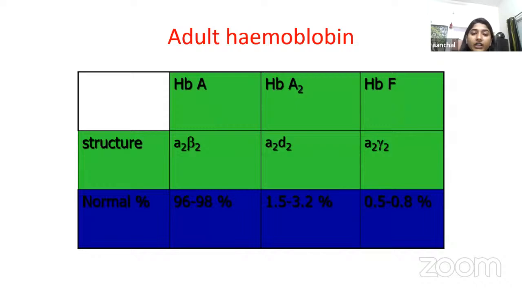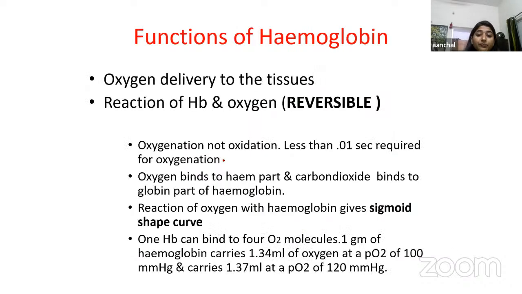So we have already discussed that in adult, it has alpha 2 beta 2, that is 96 to 98%, and HbA2 is 1 to 2%, and a little amount, that is 0.5 to 0.8%, of fetal hemoglobin is present.